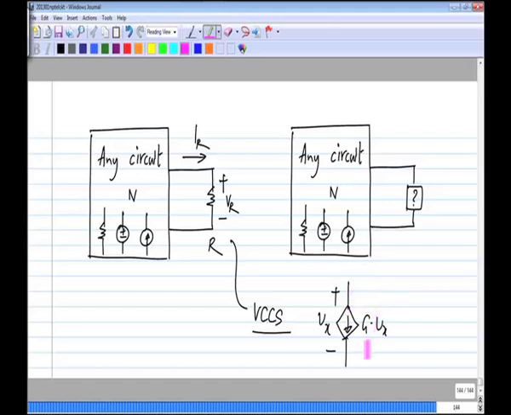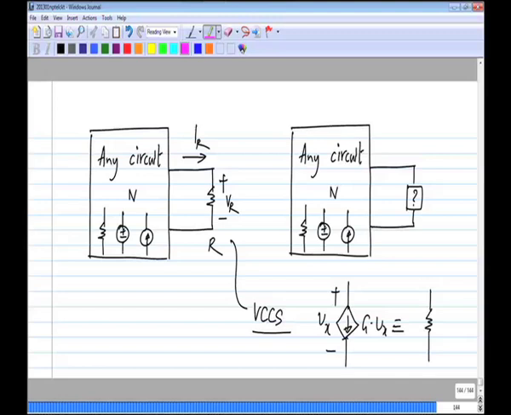I mean, this is fine, this is true, but a voltage controlled current source with a controlling voltage across the current source will be exactly the same as a resistor. So my question was, can we replace it by any other element? And somebody said a voltage source. Okay, now that is possible.